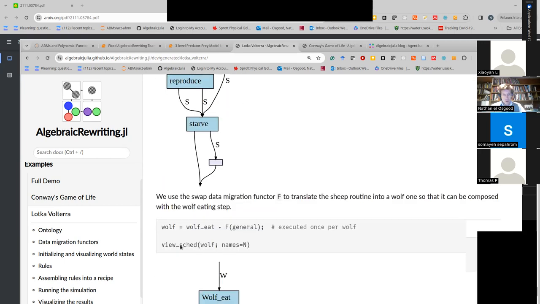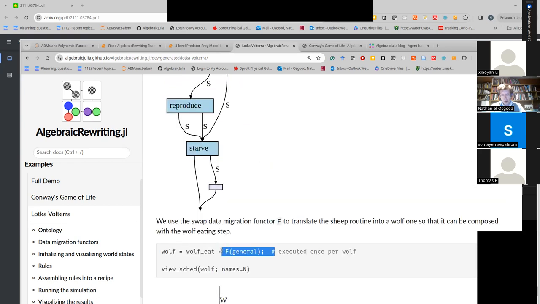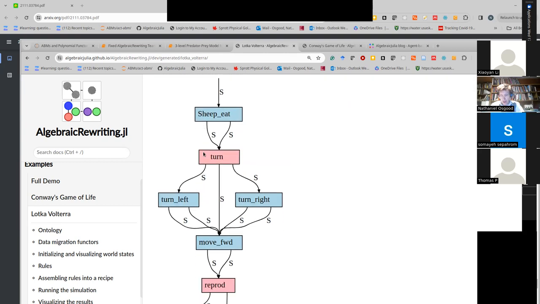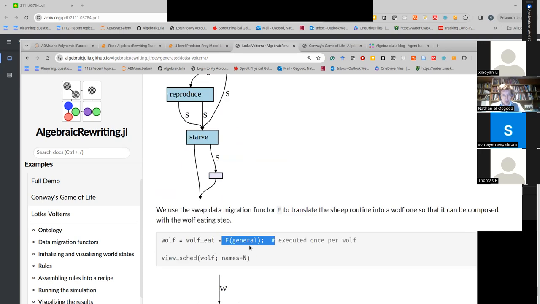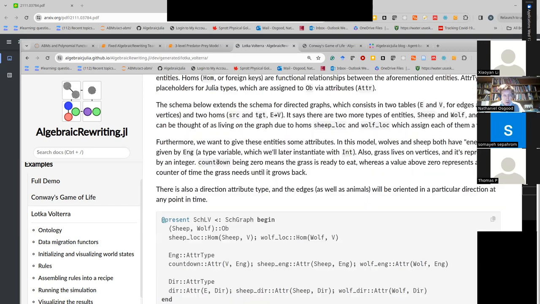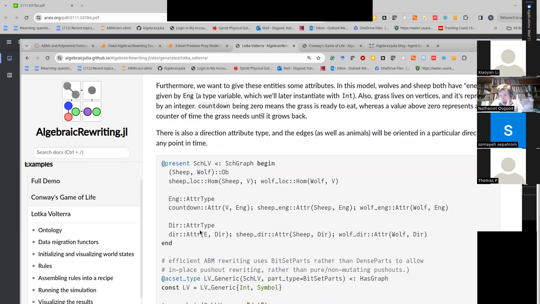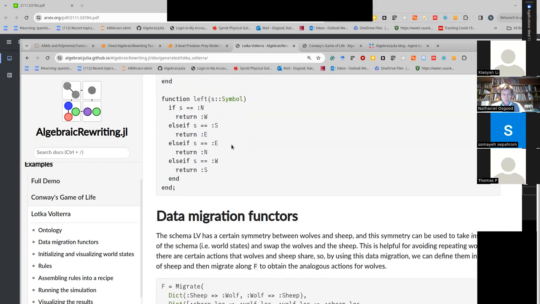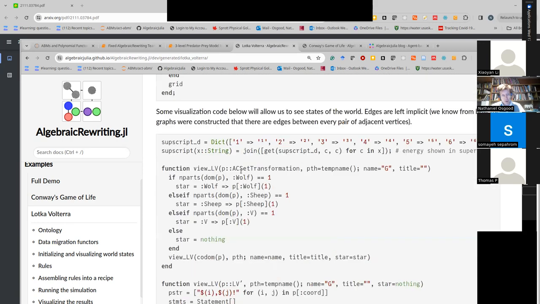One of the outcomes of this, as Chris Brown notes, is that we can use this data migration functor on this. Remember, functors map objects to objects, like get of a functor maps AC sets to AC sets, and morphisms between AC sets to morphisms between AC sets. So here we have a morphism between AC sets in LV, the non-coordinate core logic, the basic logic of this. And we're going to map it with the data migration functor to be a morphism between LV primes, which have this coordinate. And for that, we use this data migration functor.